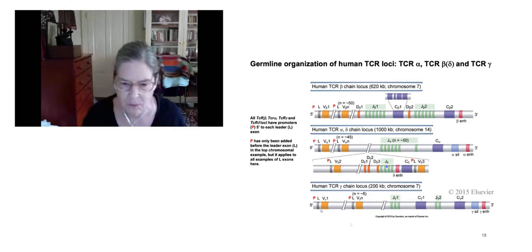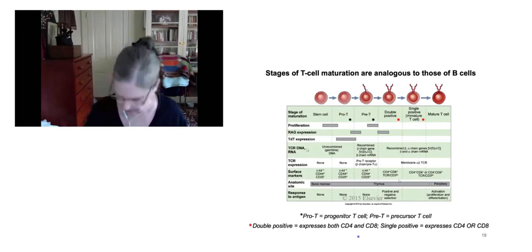And it's the same for the delta locus. So it's gamma delta, and delta has D regions, and gamma has just VJ. So again, gamma, alpha, and light chains are all similar. Beta, delta, and heavy chains are all similar.